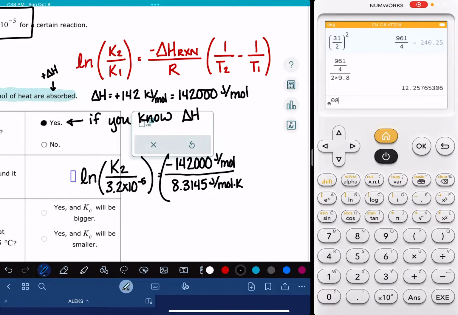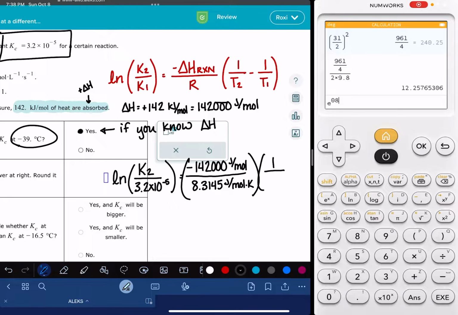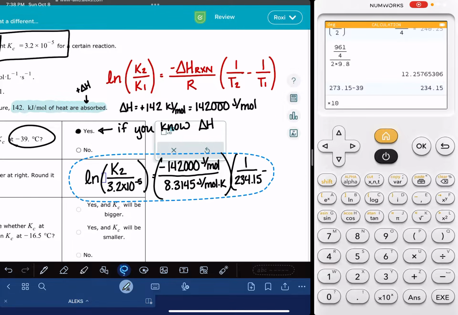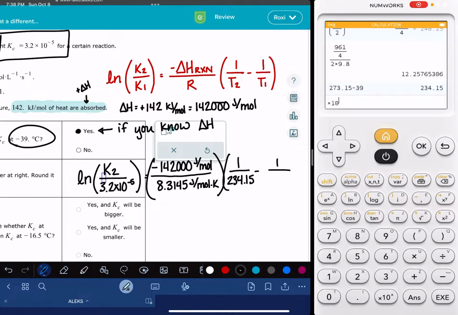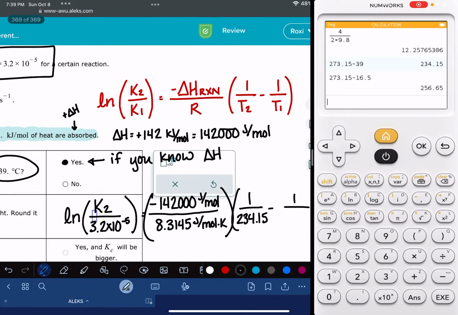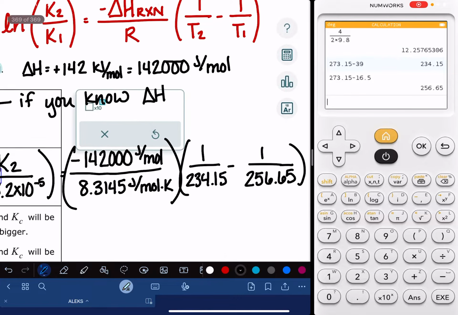And then we're going to do 1 over, be careful with the temperatures, so it's 1 over T2 first. That temperature needs to be in kelvins. 273.15 minus 39 is 234.15, minus 1 over T1 in Kelvin. T1 is right there. 273.15 minus 16.5 is 256.65. We just got a lot of math to do here.